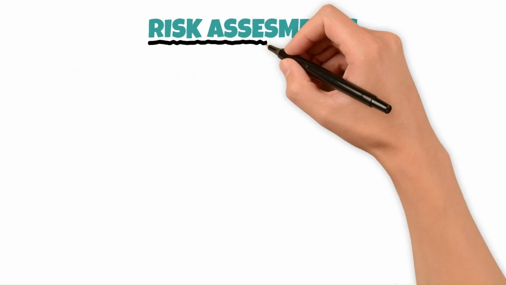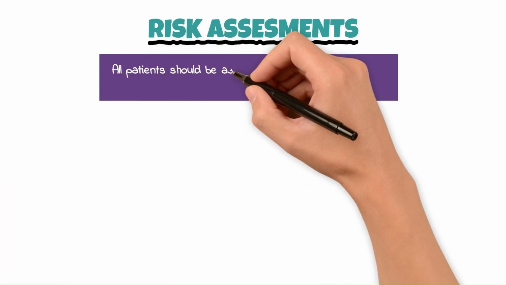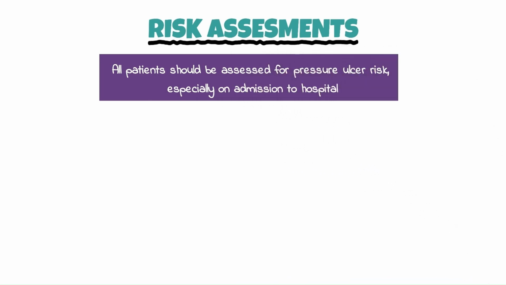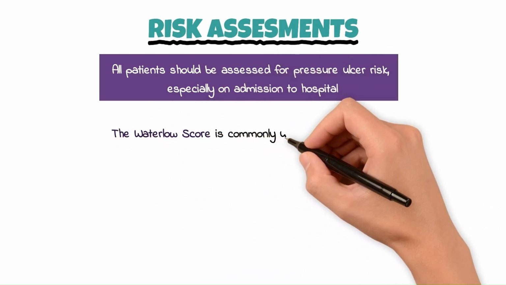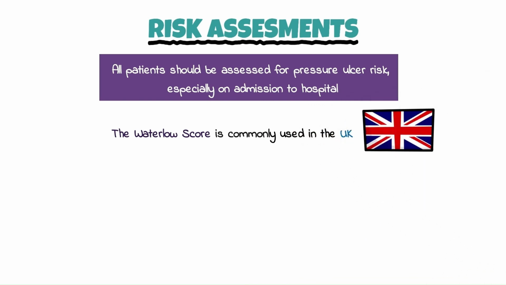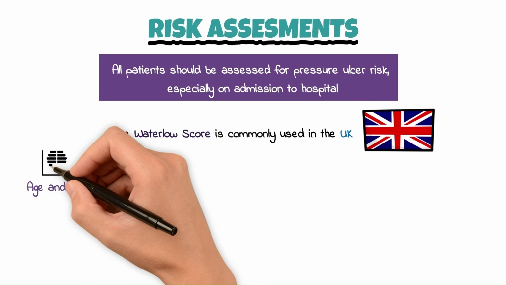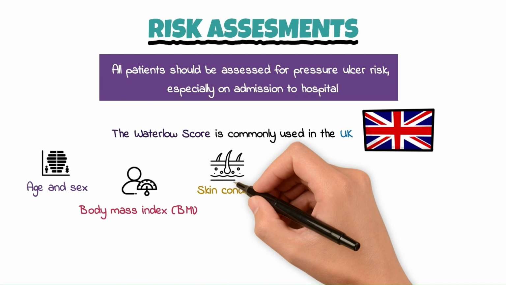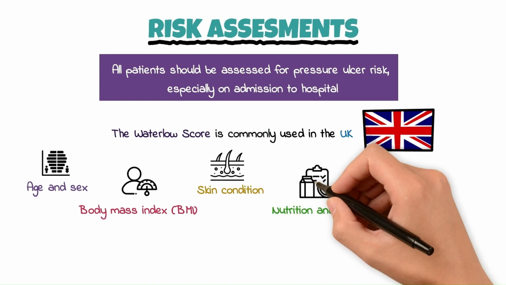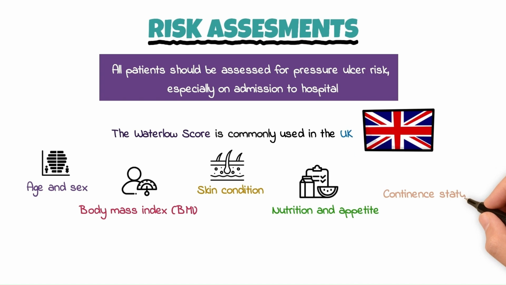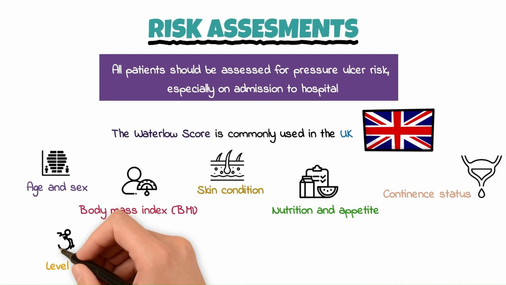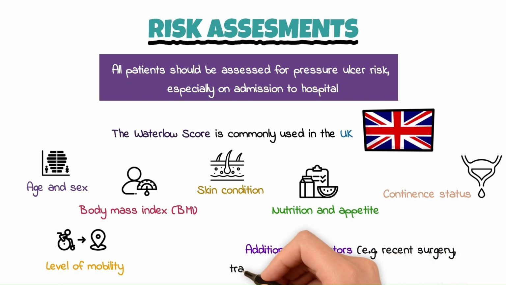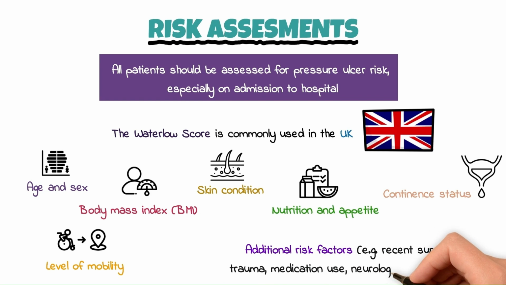Risk assessment. All patients should be assessed for pressure ulcer risk, especially on admission to hospital. The Waterlow score is commonly used in the UK. It considers age and sex, body mass index (BMI), skin condition, nutrition and appetite, continence status, level of mobility, and additional risk factors, for example recent surgery, trauma, medication use, and neurological impairment.